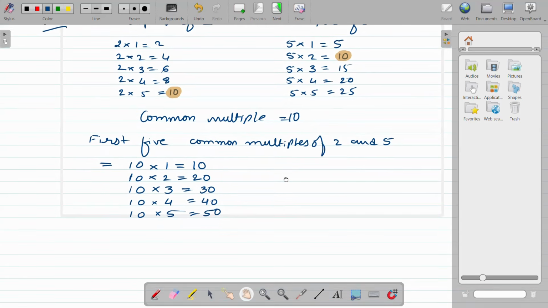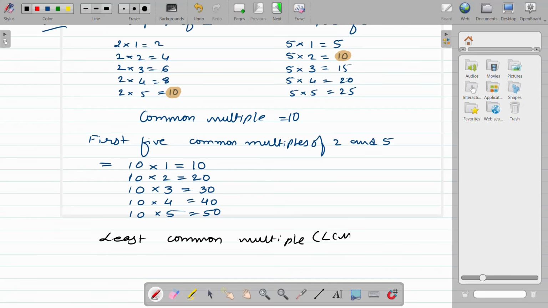And now we got all the first five common multiples. First one is 10, next one is 20, third one is 30, fourth one is 40, and fifth one is 50. These are the first five common multiples of 2 and 5. After that, they are asking us to find finally the least common multiple. That is what we will call smallest, least common multiple. In this, of all the five multiples, we have a least common multiple.